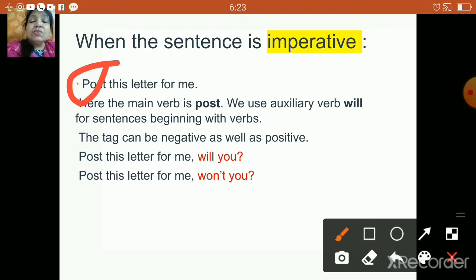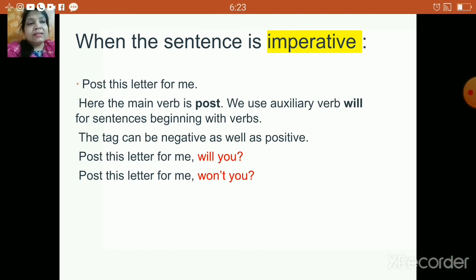And you can use a tag in 2 forms, either negative or positive. Like, post this letter for me, will you? That's your positive question tag. You can also say, post this letter for me, won't you? This is a negative question tag. So this is the rule for the imperative sentences.